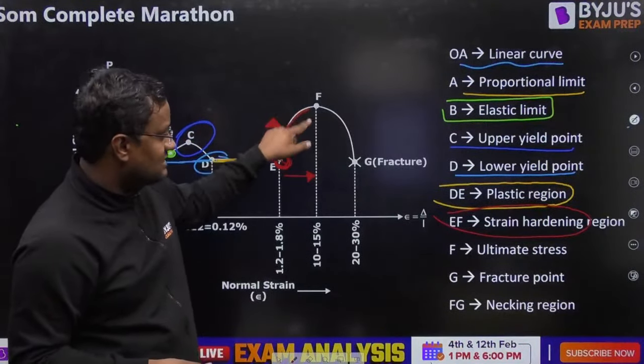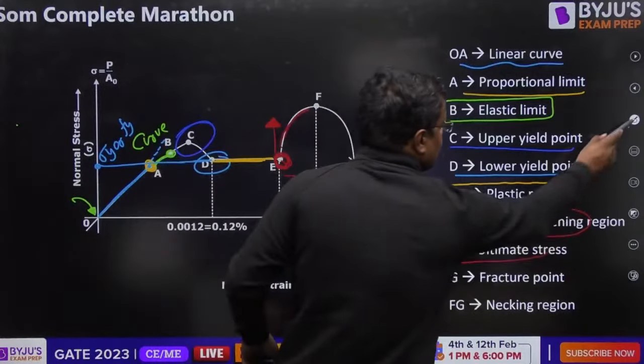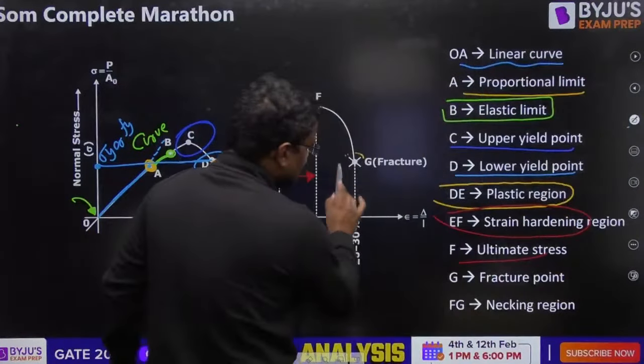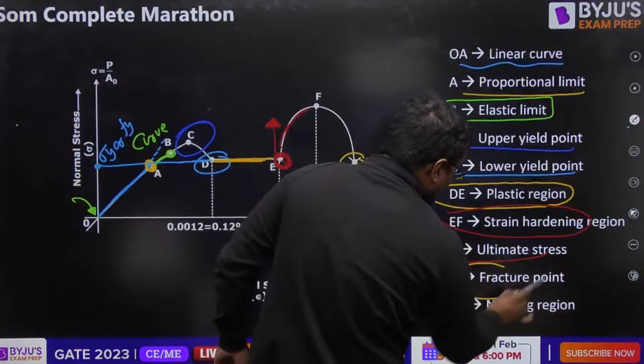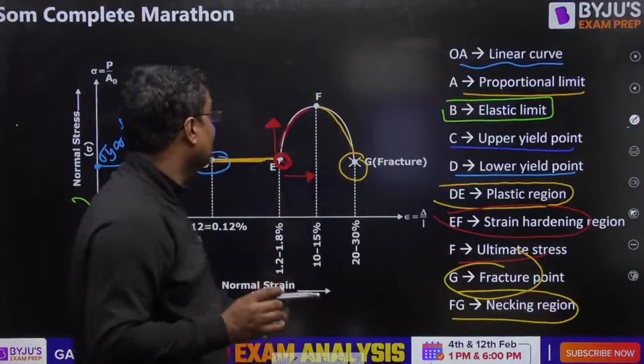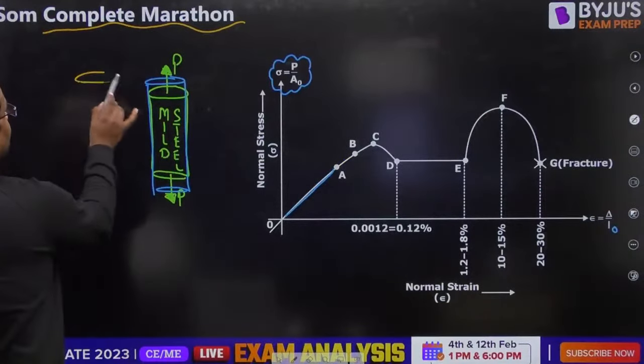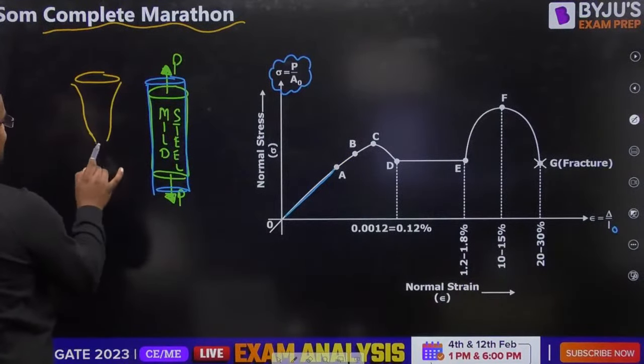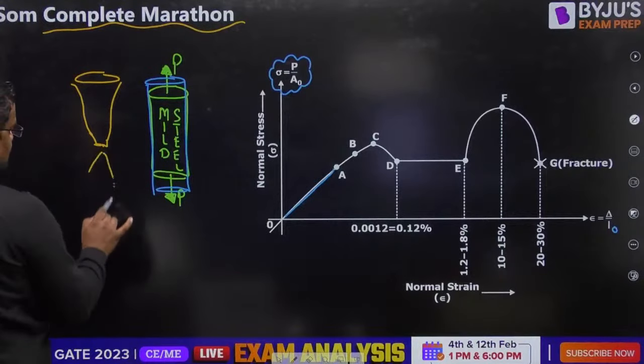That is called ultimate stress, the maximum stress. And ultimately, it fails at point G. That is the fracture point. And this region is called the necking region, because when it fails, it will look something like this, like a neck shape.